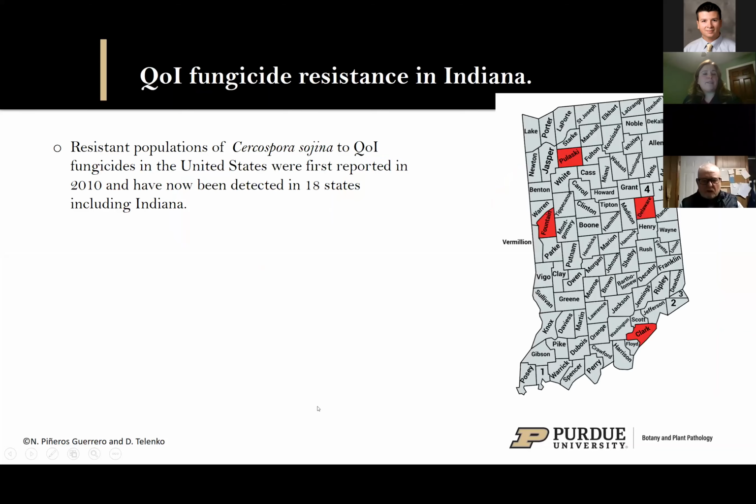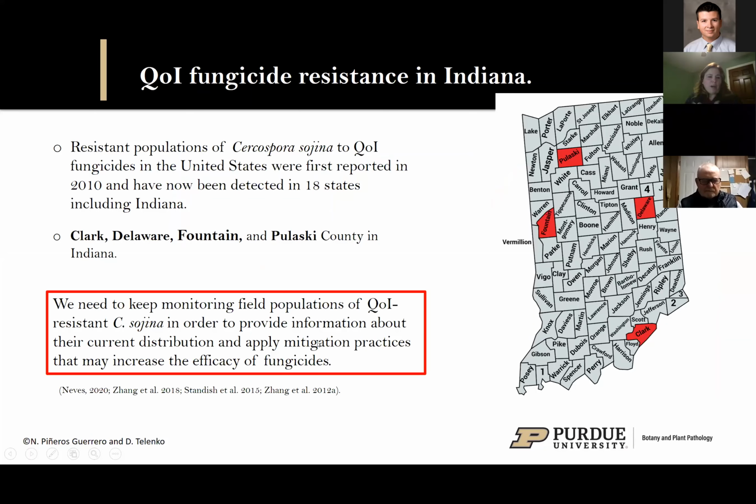So we do know we have QOI fungicide resistance here in Indiana. In 2010, it was first reported in the United States. It's currently been detected in 18 states, and it may be 19 or 20 by now. Before I arrived, they had confirmed 4 counties that had QOI resistance here in Indiana. We started monitoring field populations across the state. I have a student that's working on this project, Natalia, and she was collecting samples through 2019 and 2020 to try to see how widespread is this resistance beyond just those 4 first counties that we've confirmed it in.